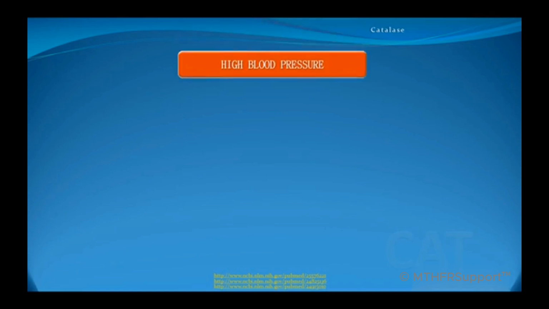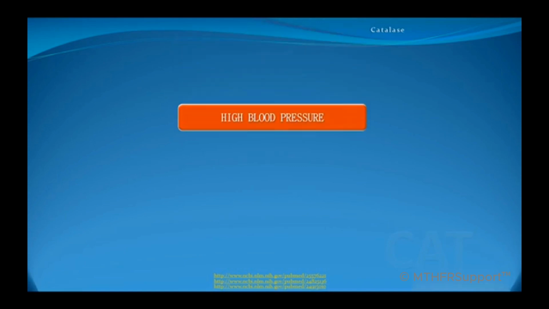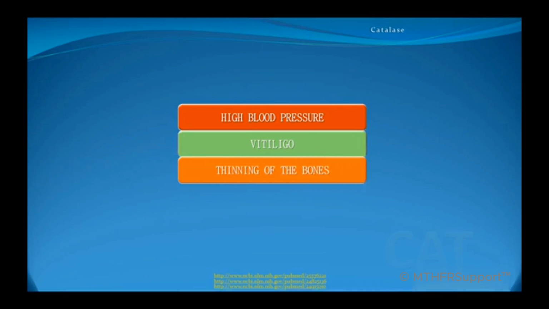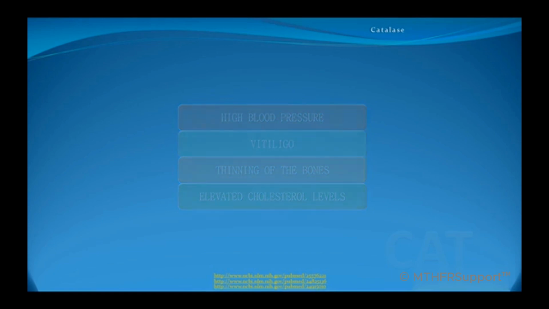CAT gene polymorphisms may also be associated with high blood pressure or hypertension, a skin condition called vitiligo, thinning of the bones or osteoporosis, and elevated levels of cholesterol and other fats, also known as lipids, in the blood, which increase the risk of heart attack and stroke. However, it is unclear how polymorphisms in the CAT gene impact catalase activity, and how changes in the activity of this enzyme might influence a person's risk of developing these diseases.